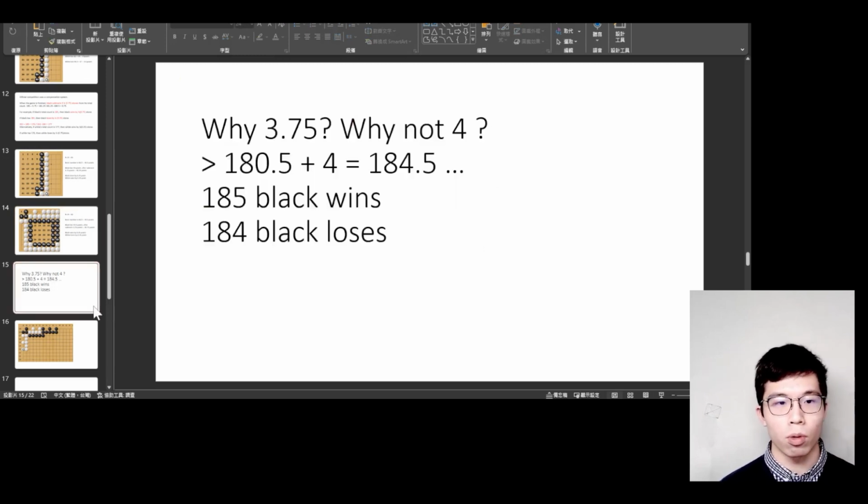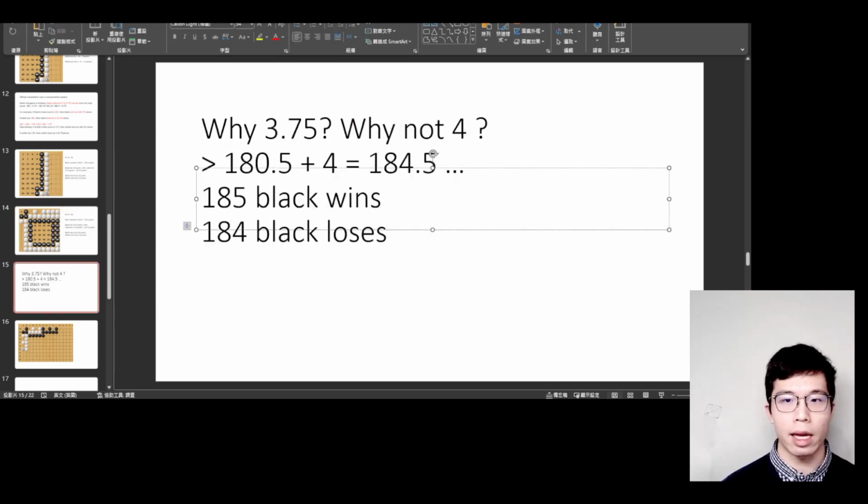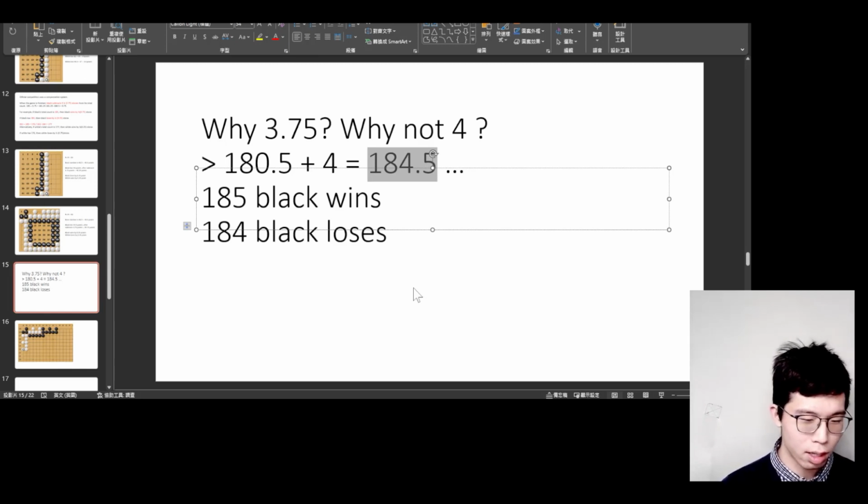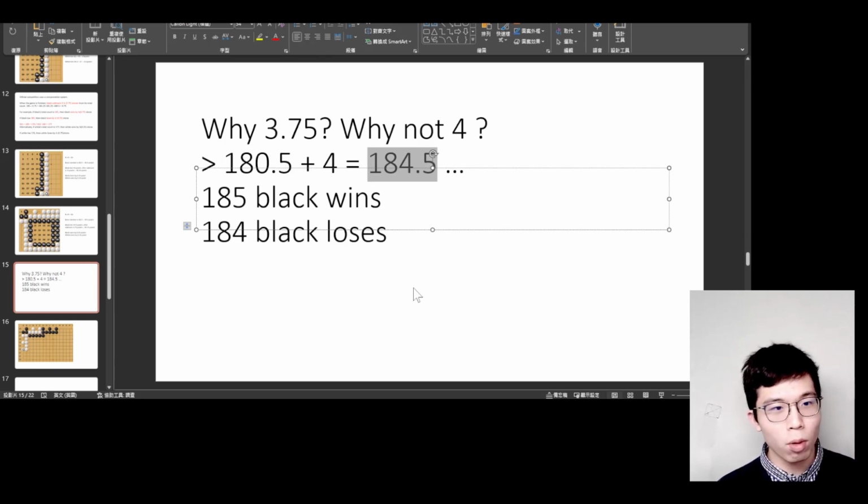In the modern rule, if there is a seki and black has 184.5 points, then black will win. I think most Chinese rules players don't know this. When we ignore the seki and just count the board, when we see 184, we would assume black has lost already. But if there is a seki, then this 0.5 points will indeed make black win.